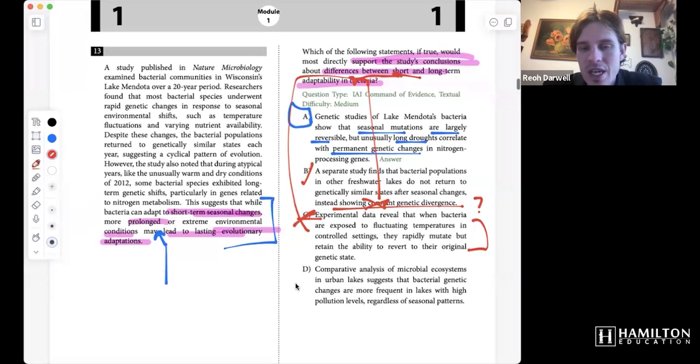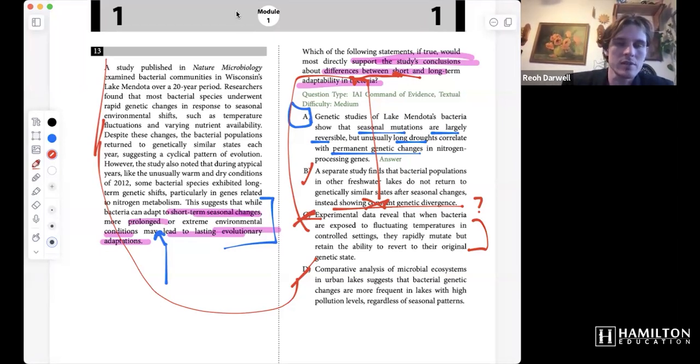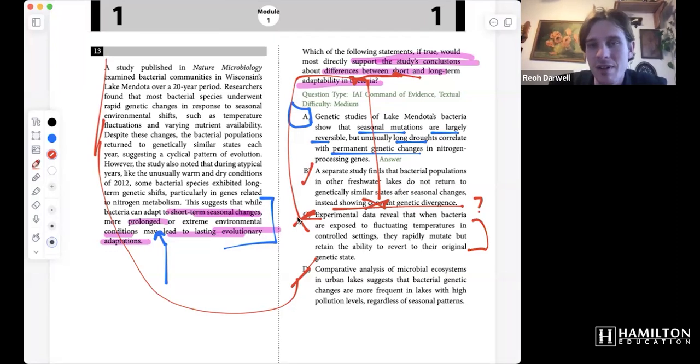And then finally with D, D might be talking a little bit about things that we see up in here, but it doesn't really have anything to do with short or long term. It's talking about pollution levels and things like that. It doesn't really deal with the actual study's conclusions. So that's how we end up with answer choice A for question 13. I think a pretty straightforward command of evidence question.